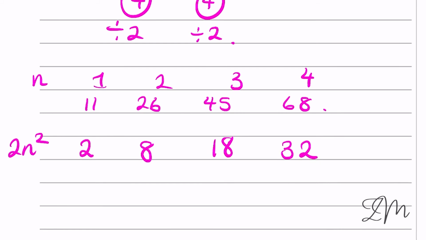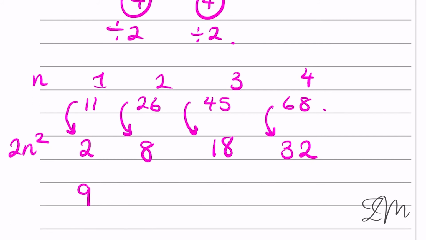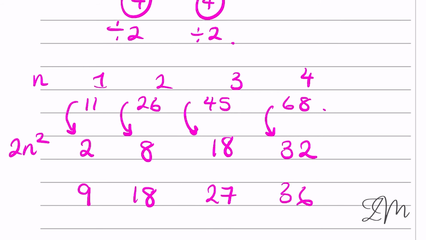And then we're going to do a takeaway sum. We're going to do 11 take away 2, so 11 take away 2 gives us 9. So we're going to do this take away this, this take away this, this take away this, this take away this. So 26 take away 8 gives you 18. 45 take away 18 gives you 27. 68 take away 32 gives you 36. So this is your new sequence without the 2n squared.